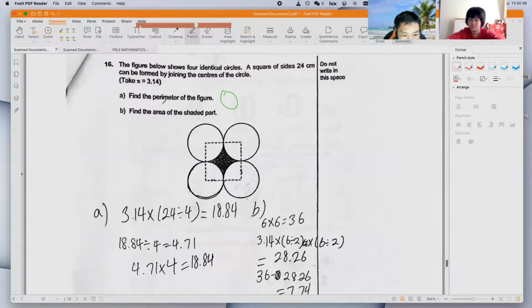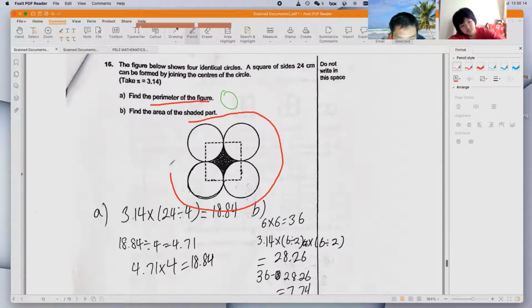What do they say? Parameter of the figure. Parameter of the figure, which figure? Let me see. Are they talking about the whole figure? I think it's the shaded part, but I also don't know. Okay, so we are not sure what the question is asking. So if the question is asking for the parameter of the whole figure, right?